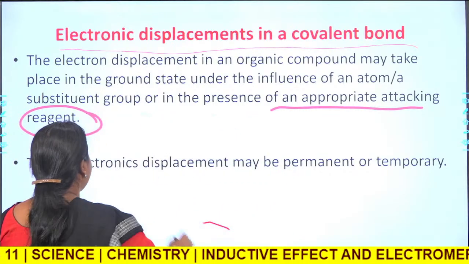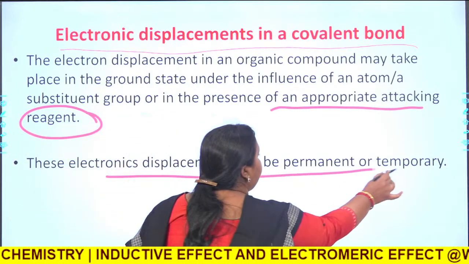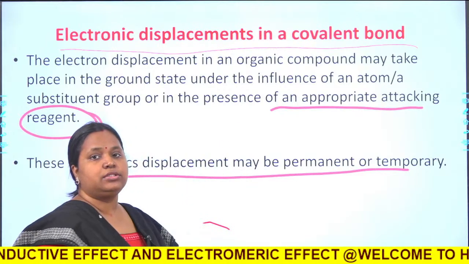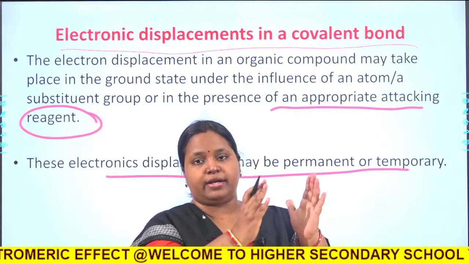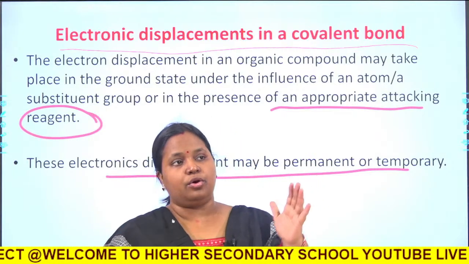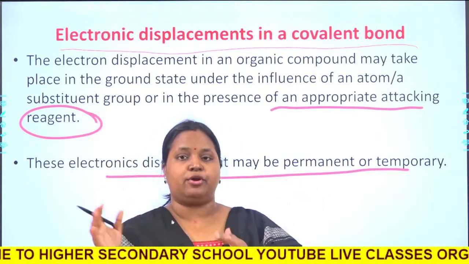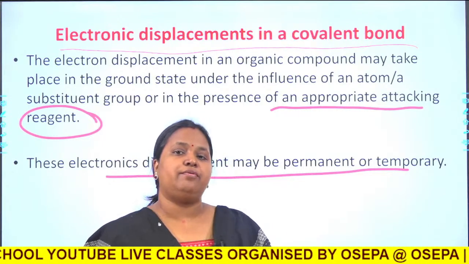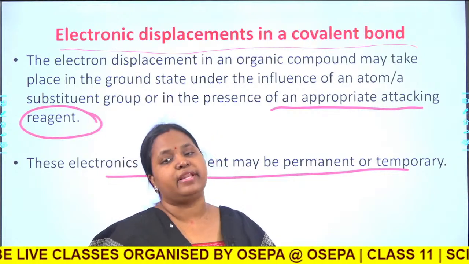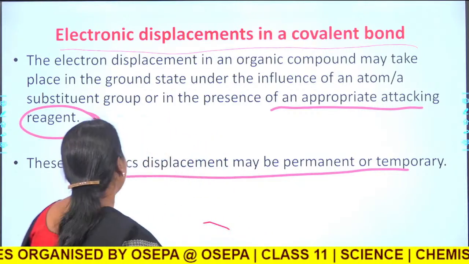So remember that the electronic displacement may be permanent or temporary. It can be permanent when electrons completely stay in one part of the molecule. This is called electronic movement in a covalent bond and we will discuss one by one. This is very important, so you should understand it.